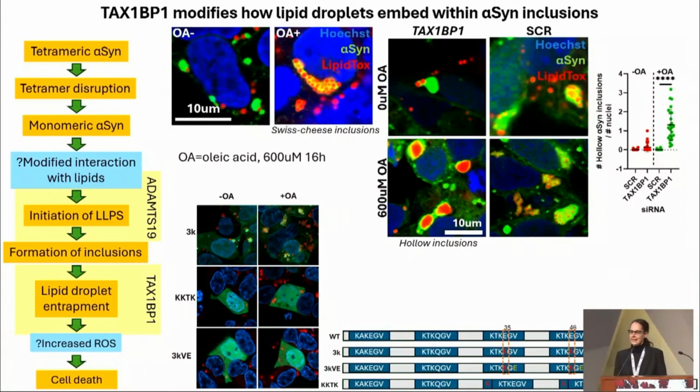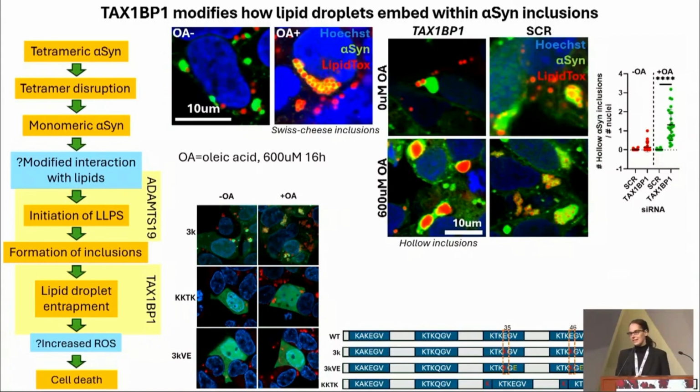When we knock down TAX1BP1, this relationship between lipid droplets and synuclein changes. So we have a big lipid droplet, a single big lipid droplet that is surrounded by a thin rim of alpha-synuclein. We also wanted again to study the molecular grammar of synuclein.